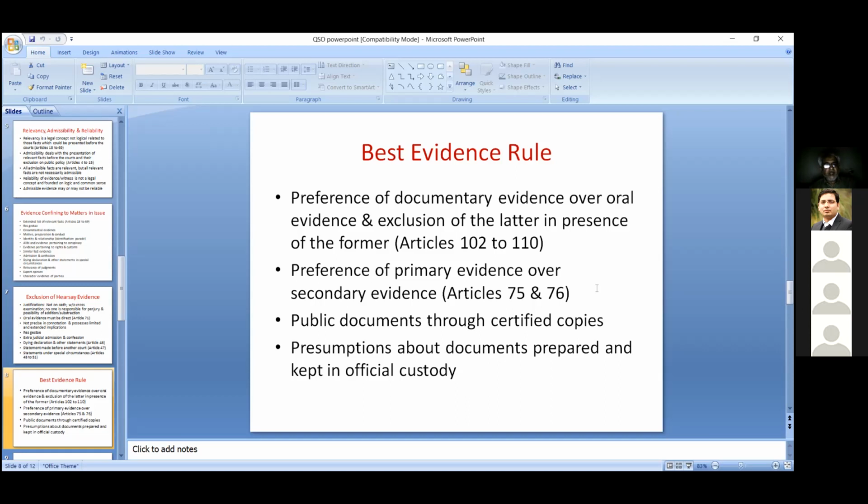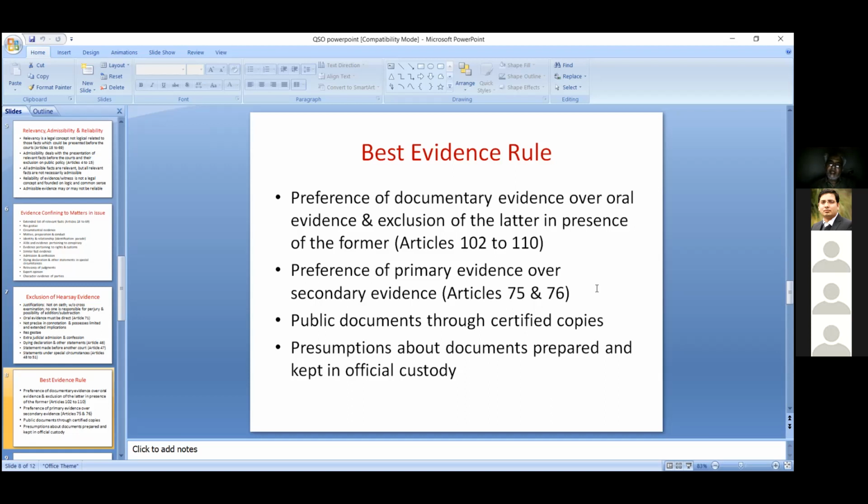Then documents are categorized into 2 kinds of evidence. One is primary and another is secondary evidence. Primary evidence is preferred over secondary because primary is the evidence in which the original document is brought before the court. But secondary evidence is a derivative kind of evidence, derivative from the original source. That is why it is termed as secondary evidence.